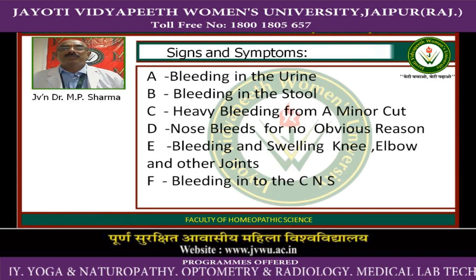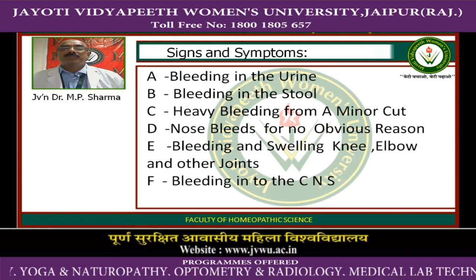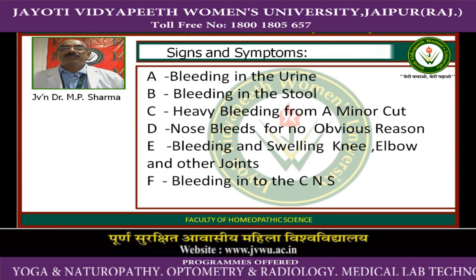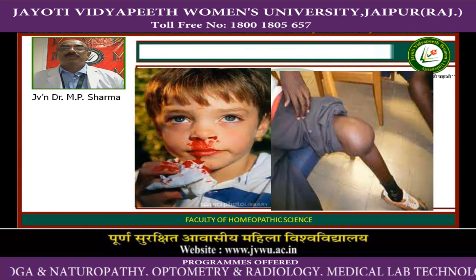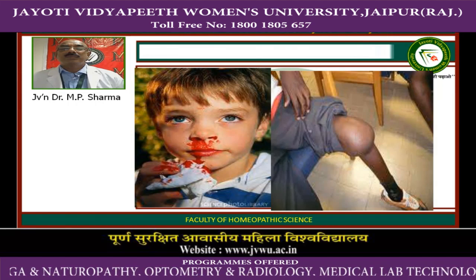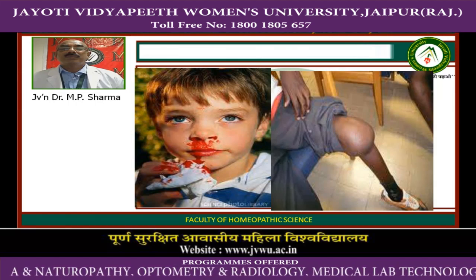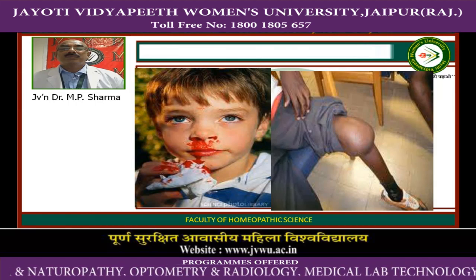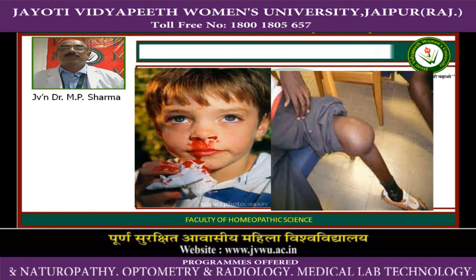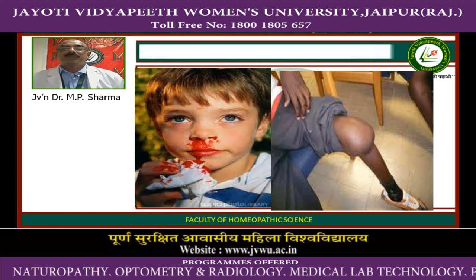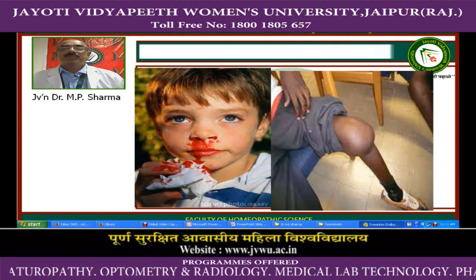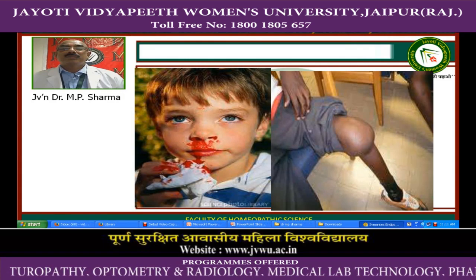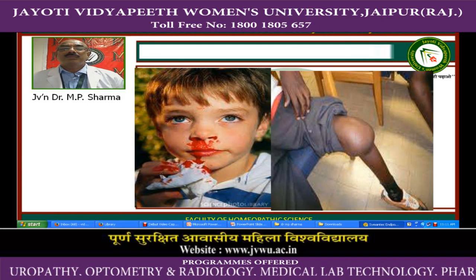F. Bleeding into the CNS, central nervous system. See, this is the diagram or picture. We can see here a boy who bleeds from the nose, and the second picture shows the swelling of the knee, the left knee.